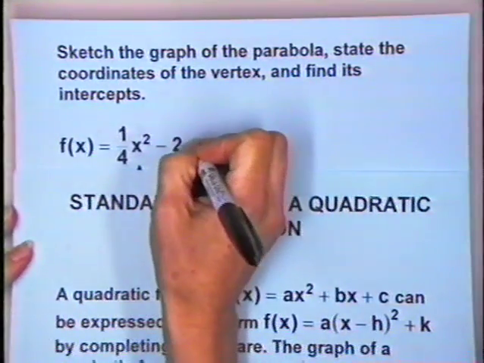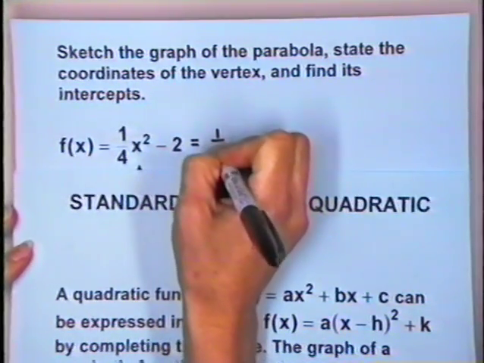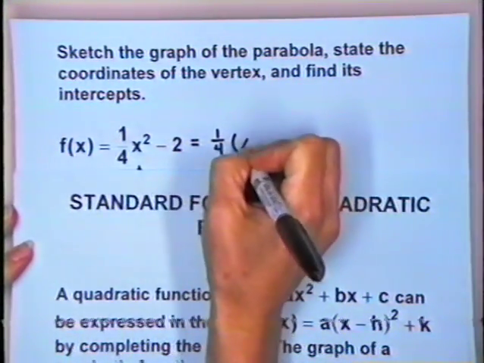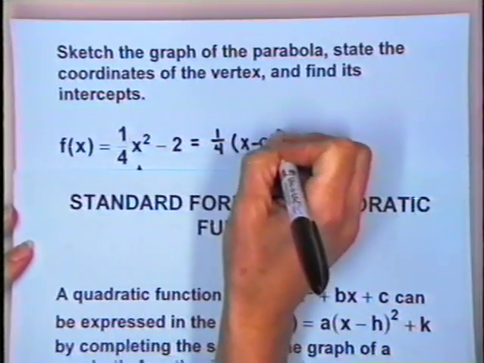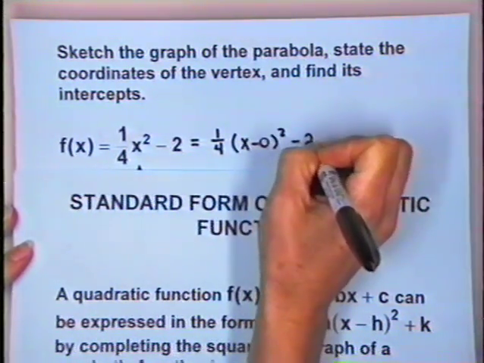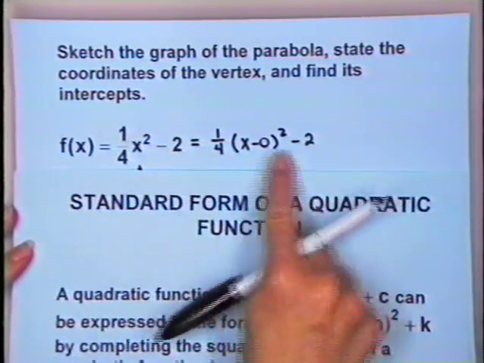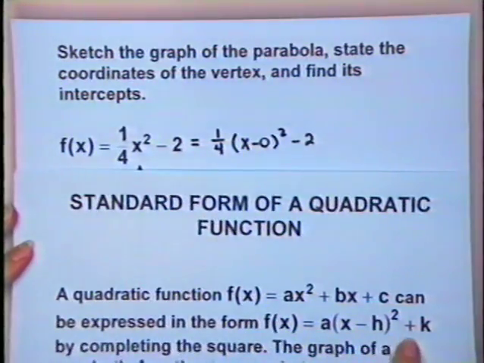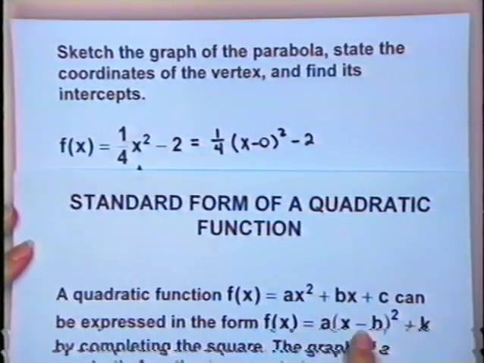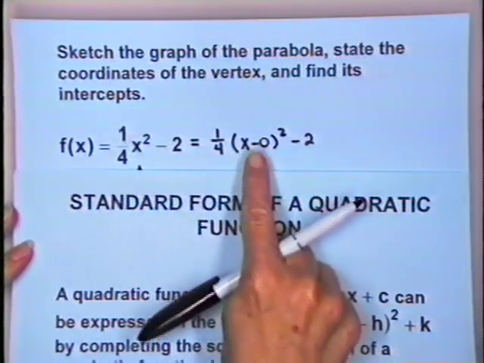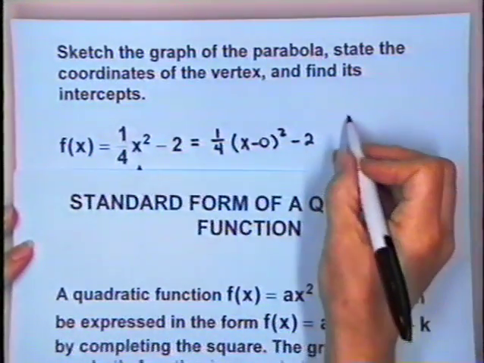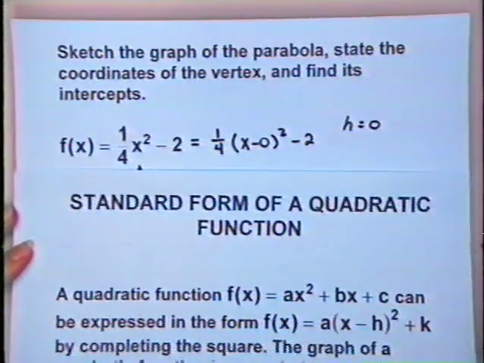For instance, on this function, I can rewrite it as 1/4 times the quantity x subtract 0 squared minus 2. Notice x subtract 0 squared is just like x squared, and so this equation is just like this one, but it has this form. Now, having put it in this form, I want to talk about us recognizing h and k. Notice in this form it says x subtract h. Now, what do we have subtracted from x? Here we have 0. So in this equation, h is 0.